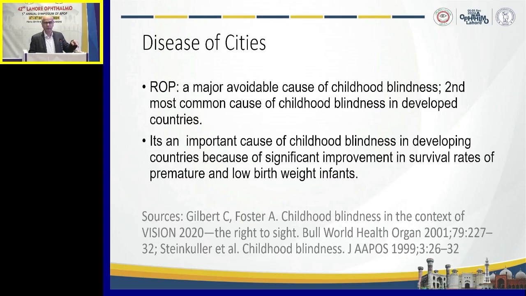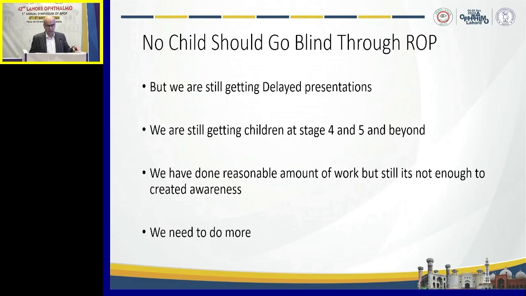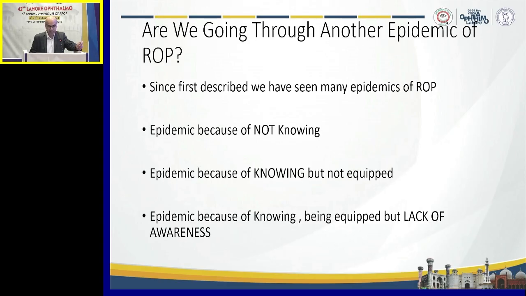We all know that ROP is a major cause of childhood blindness, becoming a major cause in developing countries, because the diagnostic and saving rate of premature children is much better, not only in cities but also in areas close to cities. That increases the challenge. We are still getting delayed presentations, stage 4 and 5, and we have a reasonable amount of work still to be done. We need to do more. As I always say, no child should go blind through ROP.